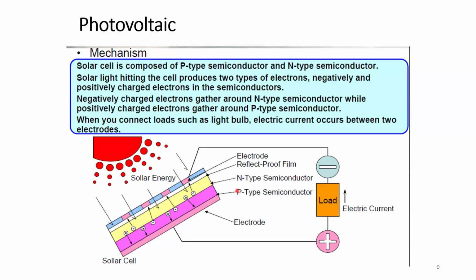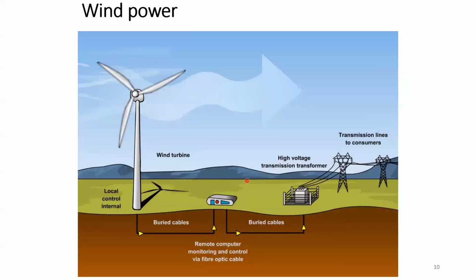However, semiconductor devices are used here. This is the technology that converts solar energy directly. As well, you can see the wind energy there. The wind is again generated due to solar energy.